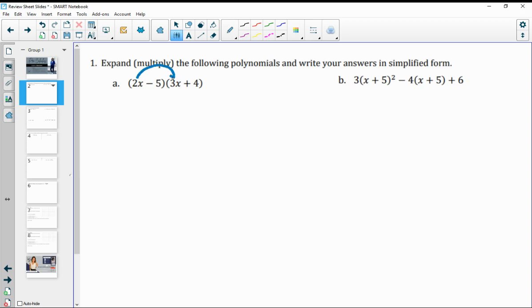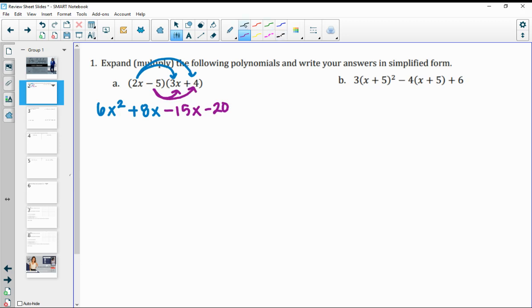So I'm first going to do it by distributing. Some people call this FOIL method, but 2x times 3x is 6x squared. Then I'm going to distribute the 2x to the 4. So that's going to give me 8x. Then I'm going to distribute the negative 5 to both. So negative 5 times 3x is negative 15x. And then negative 5 times 4 is negative 20.